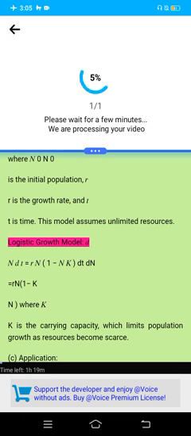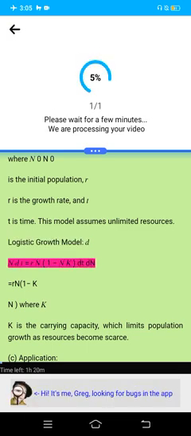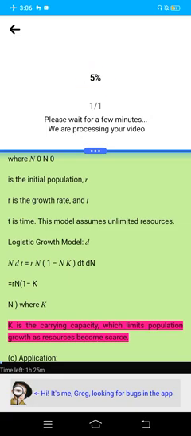Logistic growth model: dN/dt equals rN(1 minus N/K), where K is the carrying capacity, which limits population growth as resources become scarce.